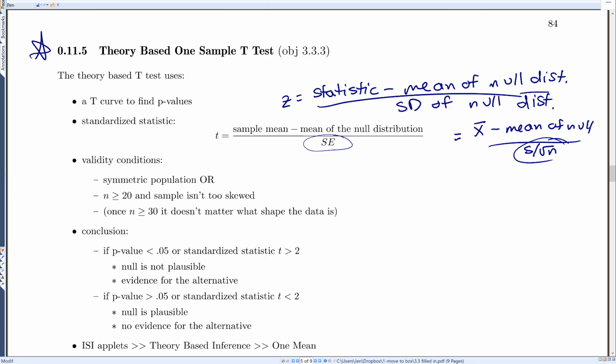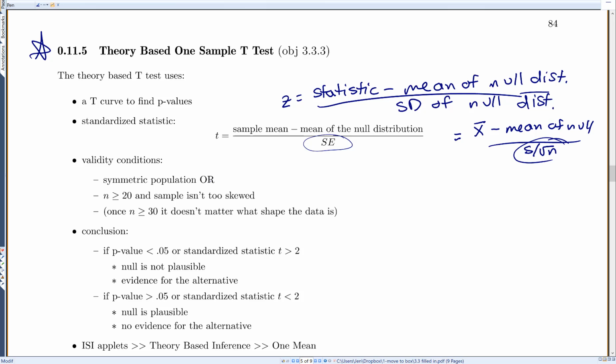Let's see, so our validity conditions, we need a symmetric population, okay? Or, so remember our central limit theorem, we said if you start with the normal curve, then your distribution will be normal for any sample size. So it's taking that into account. So it's saying a symmetric population, or it's saying your sample size is at least 20 and the sample isn't too skewed. So remember, we said once you get to sample size of 30, you're guaranteed to be normal.